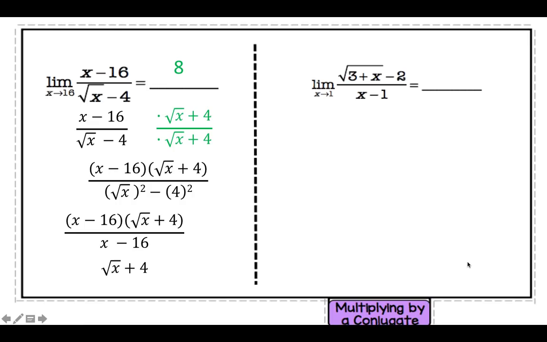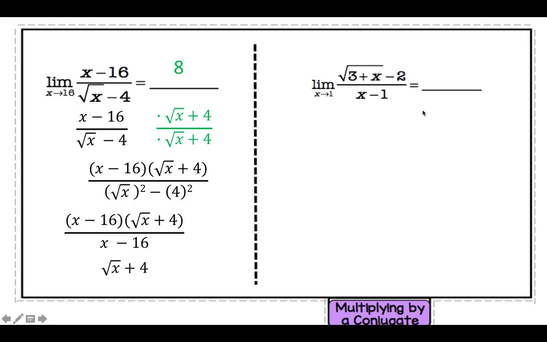All right, next one here. All right, so let's pay attention to this type of problem. So here I know if I substitute 1, I get 1 minus 1 in my denominator. Again, that's going to give me a 0, so I have a problem. Therefore, I know, because there's a square root, that I must use the multiply by the conjugate technique.